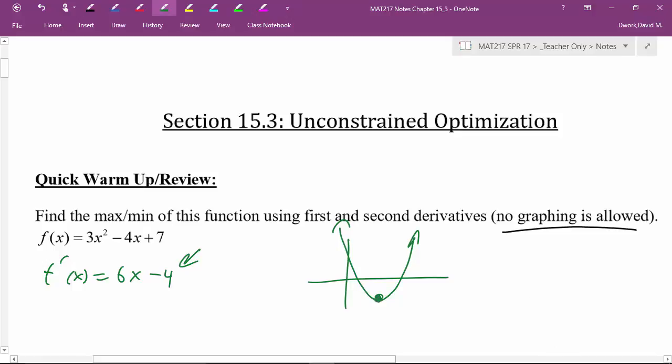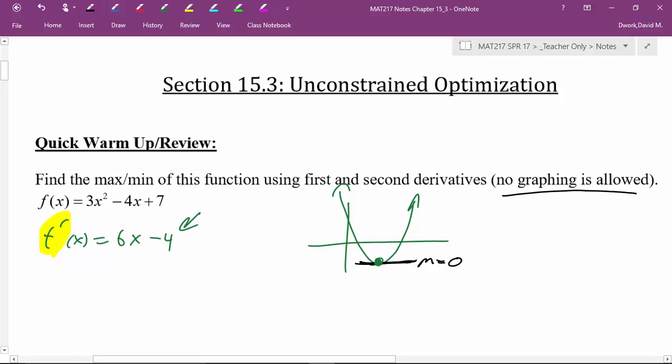The idea is we're going to have a parabola opening up, which means we therefore have a min. Now, what I want you to keep in mind is, what does a derivative mean? Well, it's the slope of the tangent line. And if I want to find a max or a min, then I know the slope of the tangent line is 0. So I take my first derivative, set it equal to 0, and solve. I add 4, divide by 6, so x is 2/3.